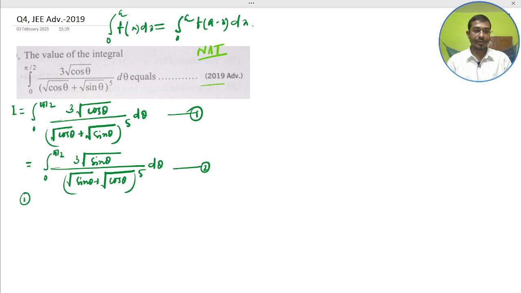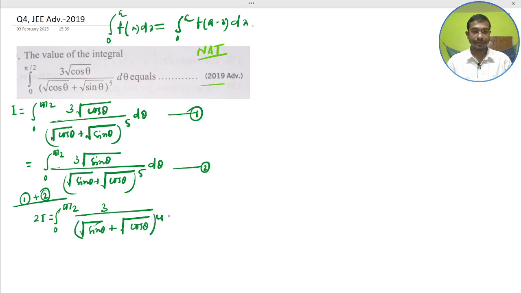So now add equation 1 plus 2. We would get 2I equals the integral from 0 to pi by 2 of 1 divided by (root sin theta plus root cos theta) to the power 4 d theta after adding. So this should be the integral from 0 to pi by 2 of sec square theta divided by (1 plus root tan theta) to the power 4 d theta, dividing sin theta into numerator and denominator.